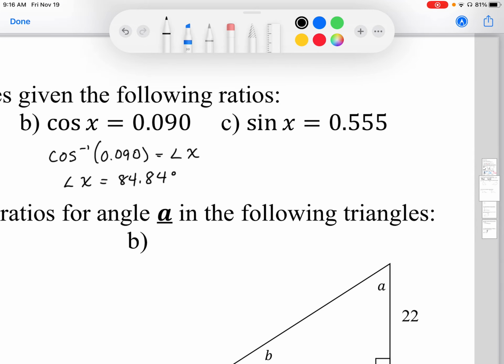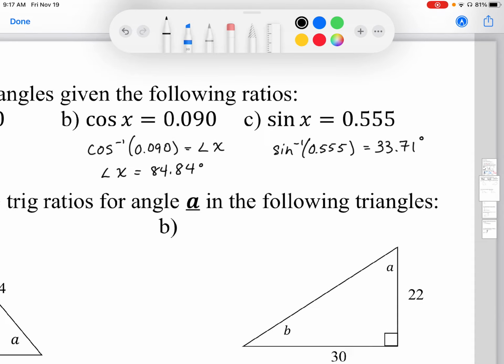For the sine, same thing. I've been given the ratio. I need to find the angle x. I need to use an inverse function. The input is going to be my ratio of 0.555. So that means that the opposite side is about 55% the length of the hypotenuse. My calculator tells me the angle that goes with that shape is 33.71 degrees. Okay, so that's my angle x. So my angle is 33.71 degrees.